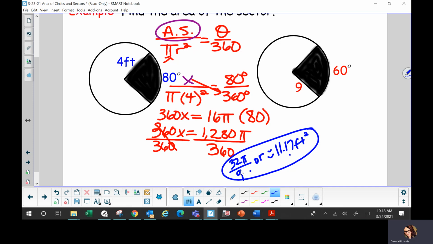Okay, so on the next problem, I want you to do this by yourself. Radius is 9. The measure of the arc is 60 degrees. Find the area of that sector. While you do that, I'm going to write this formula on the board so we have it.